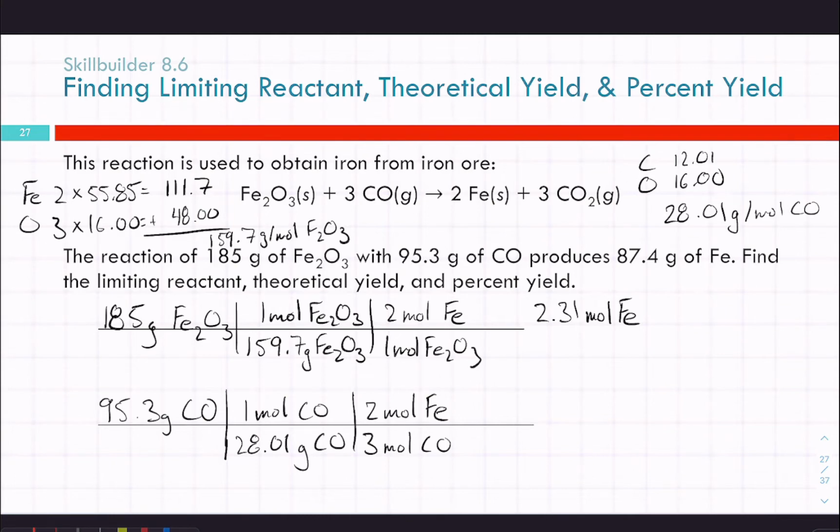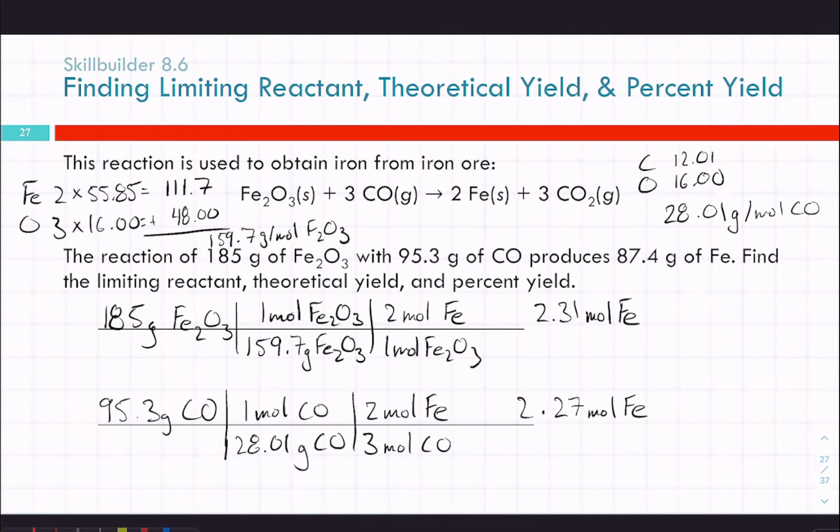And that'll do that. So 95.3 times 2 divided by 28.01 divided by 3. Ooh, it's close. 2.27 moles of iron.